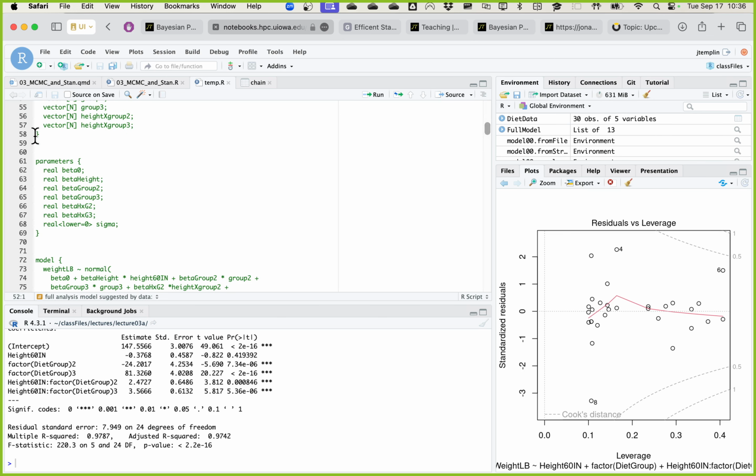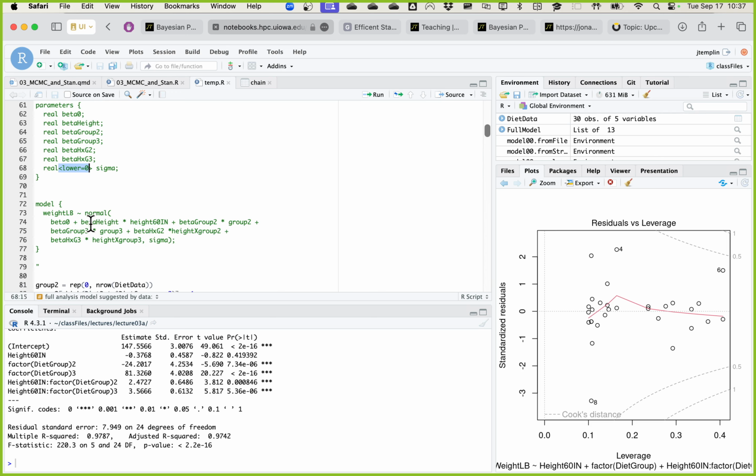All right, let's talk about our parameters again. Each of the regression coefficients are real numbers, and they're unbounded, right? So they can be any value. And then sigma is also a real number, but it's bounded below at 0. So it cannot be 0 or below, right? So this is what we define to estimate.